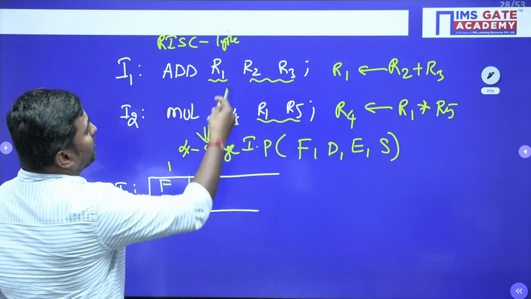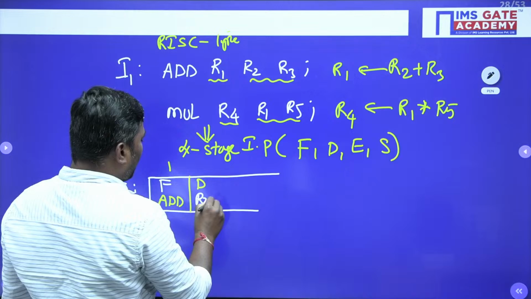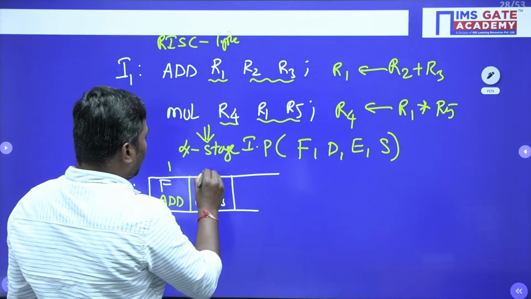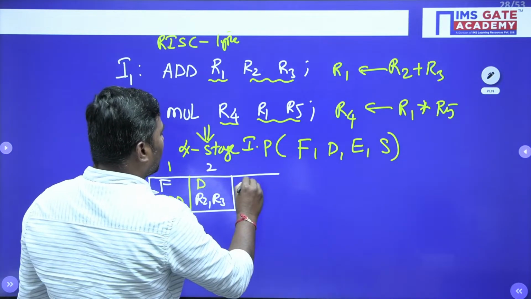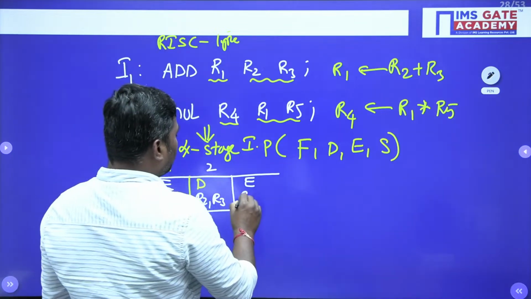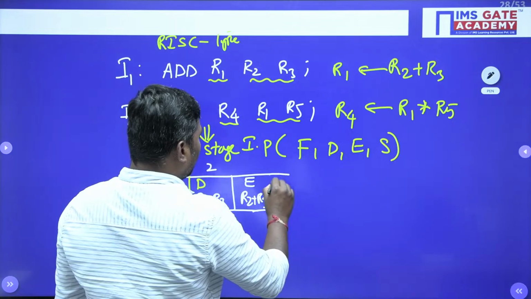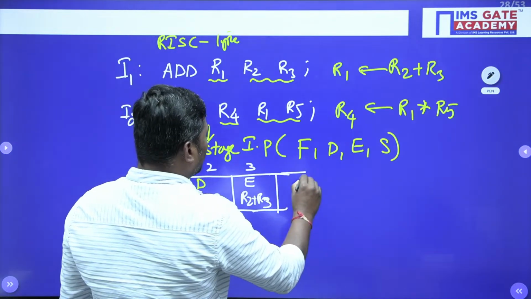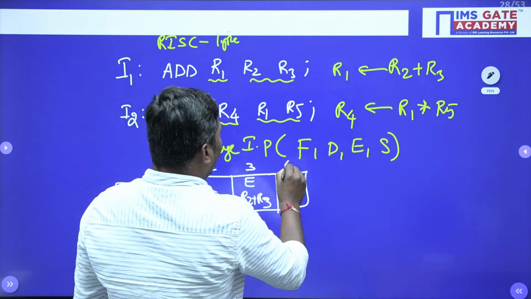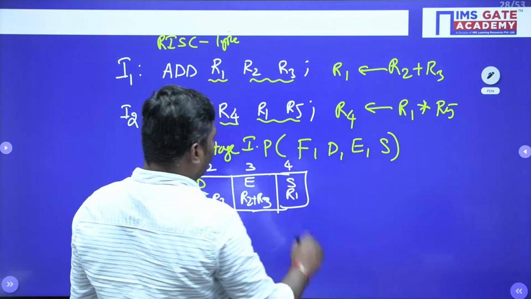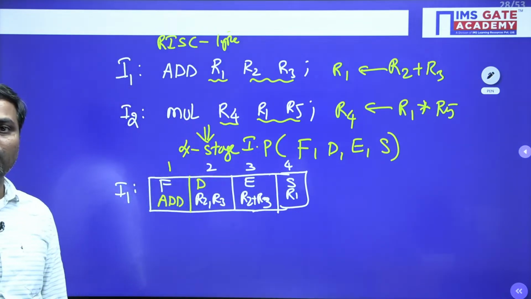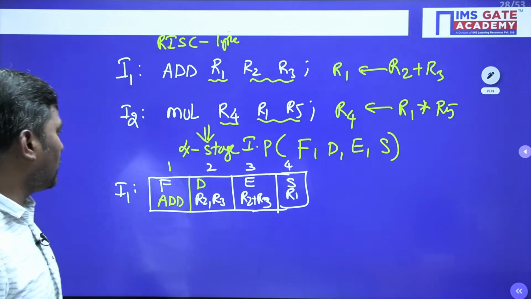What are the source operands? R2, R3 need to be fetched at clock number 2. Then execute. What is execution? R2 plus R3 at clock number 3. Then you have to store it at clock number 4, storing in register R1. Is it clear? This will happen.